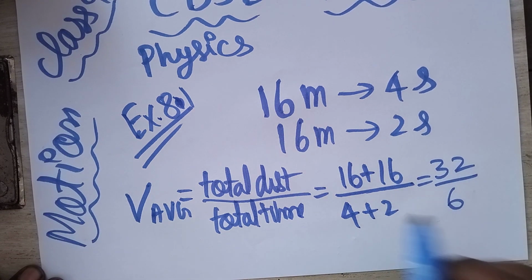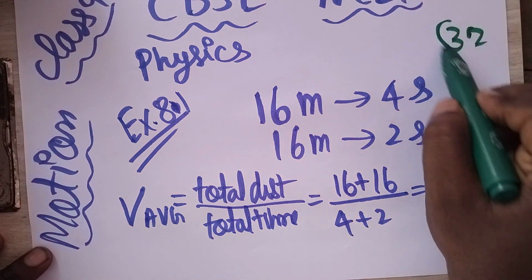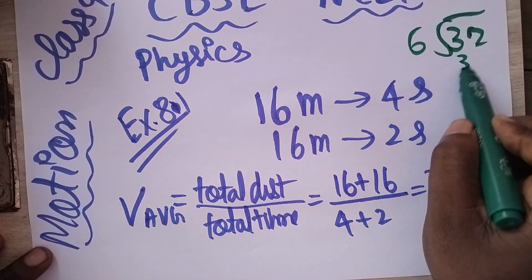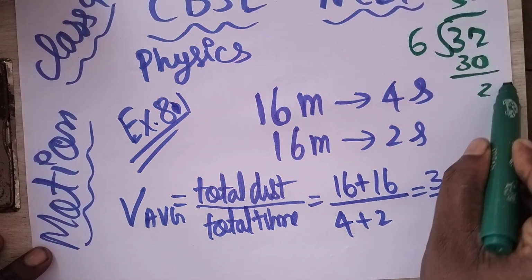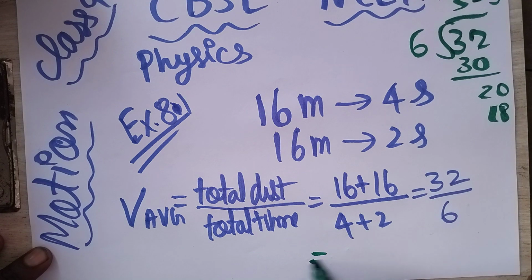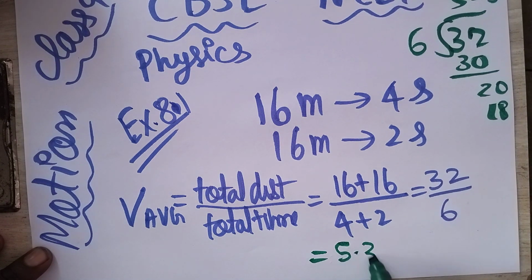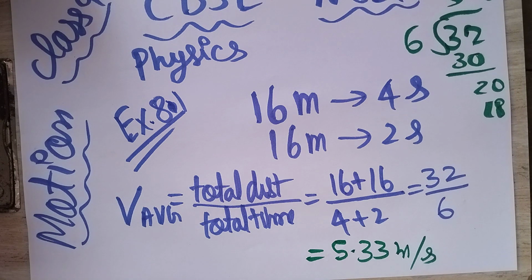Now we'll do the division for this problem. 32 by 6. 6 fives are 30, and the remainder 2 gives 20, and 6 threes are 18, so 3 times. The answer is 5.33 meter per second. Now I'll go with the second problem.